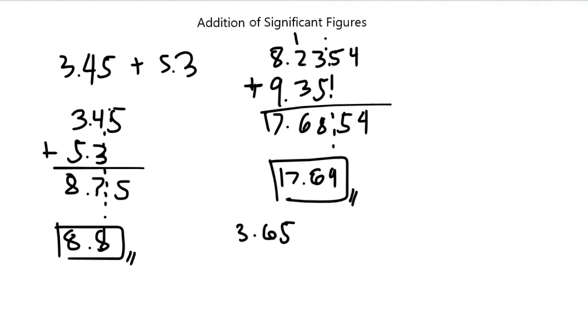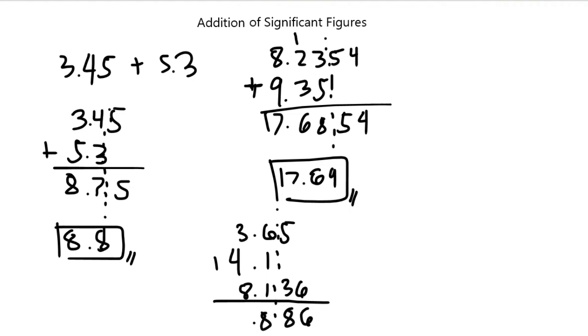So what if we have 3.65 plus 14.1 and then 8.16? Okay, get it. We can just do math here.